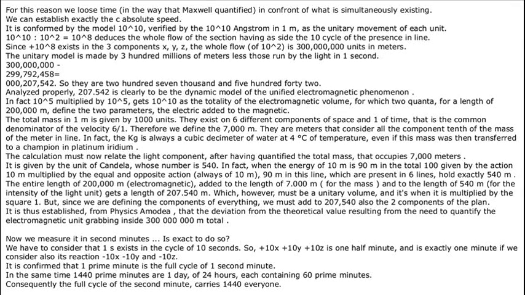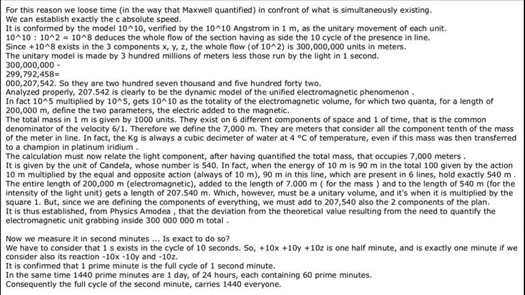If we made the calculation, we see that they are 207,000 and 542. Analyzed properly, 207,000 and 542 is clearly to be the dynamic model of the unified electromagnetic phenomenon.